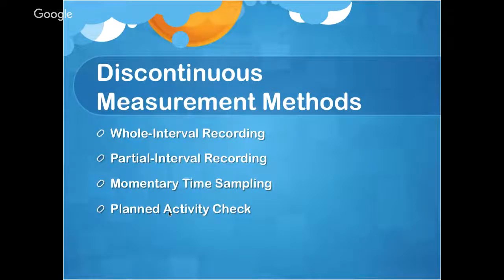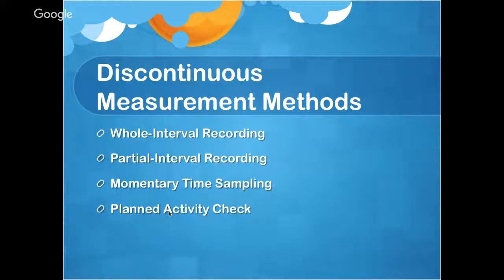There are some discontinuous measurement methods. Again, discontinuous means we aren't counting every instance. We may use some of these methods typically for time saving and so that the observer doesn't have to watch every instance of the behavior. So the first one is whole interval recording.